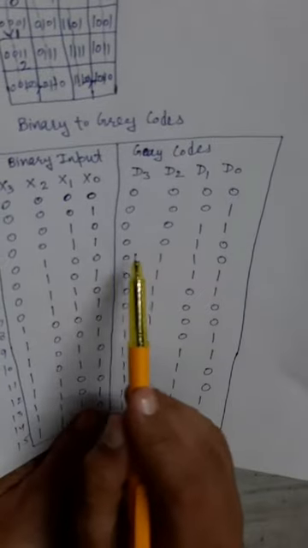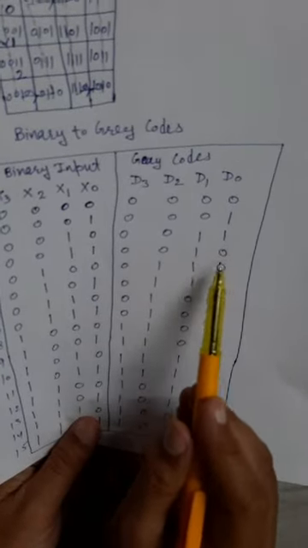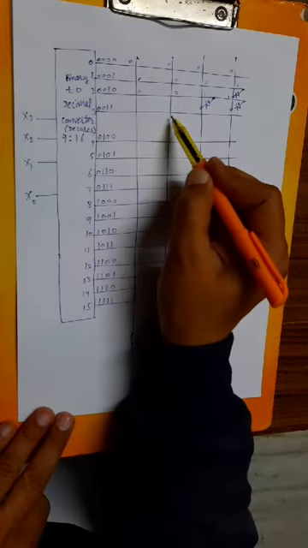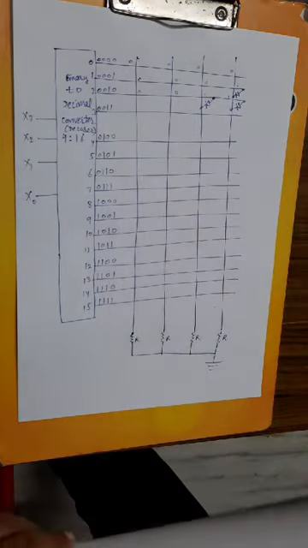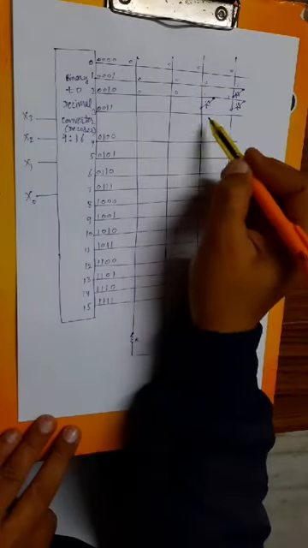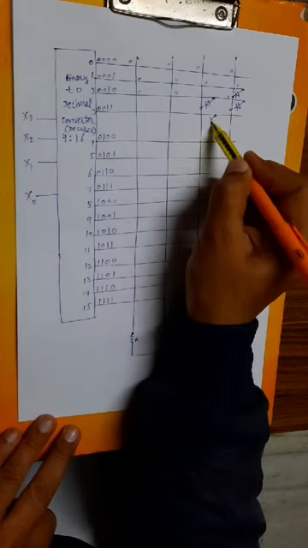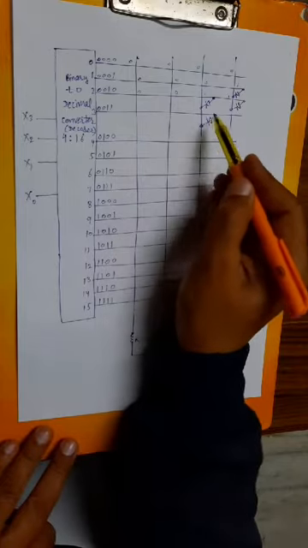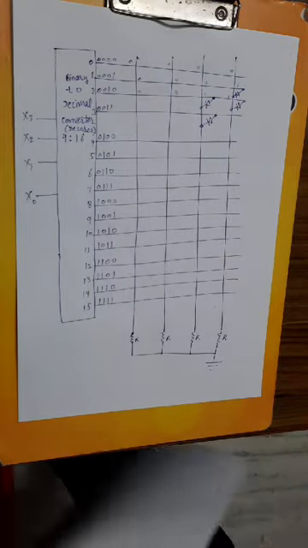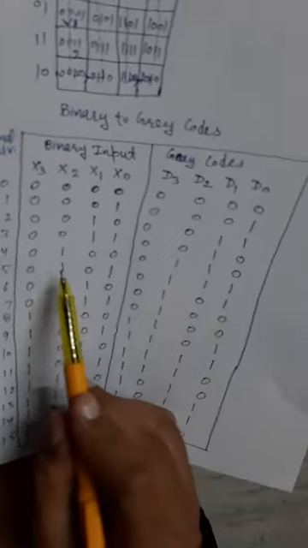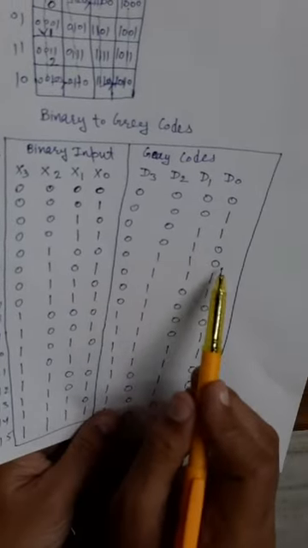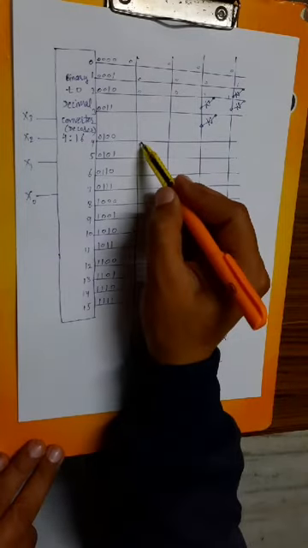What will be the gray code combination? 0010. 1 here, so it means 0 0 1 0. For the 3, 0010, only a PN junction diode is connected here. Then for the 4 combination, what will be the combination of gray code? 0 1 1 0.